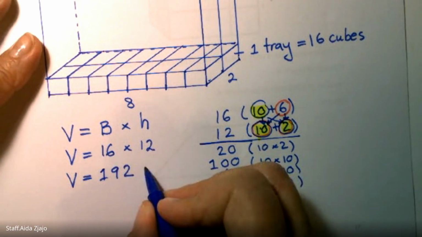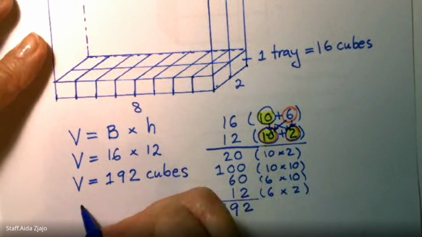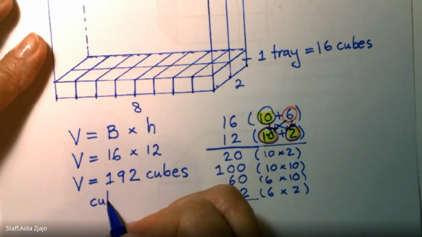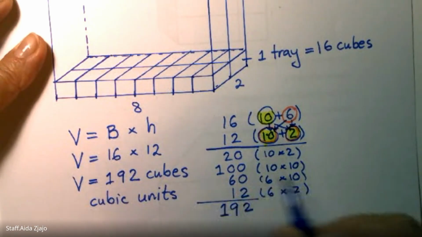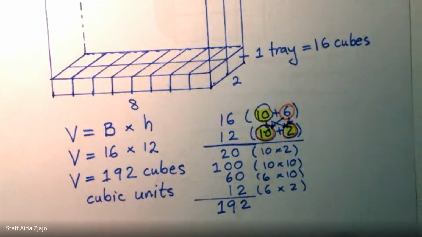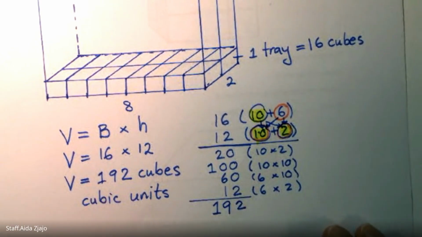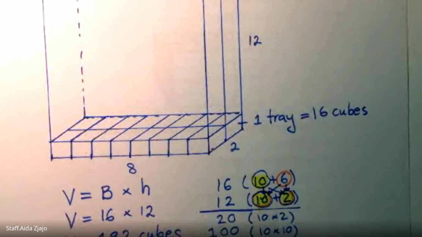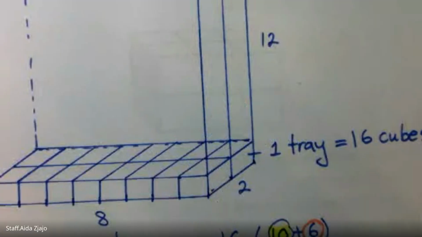192 cubes. Or this volume is 192 cubic units. Okay, cubic units. So that was the Lesson 3 word problem that we just did.